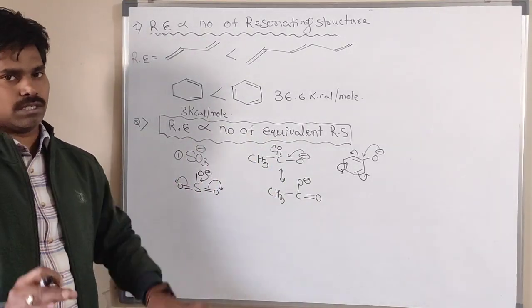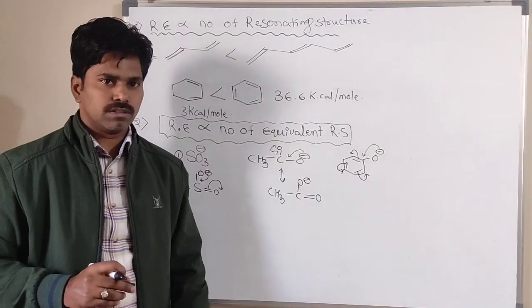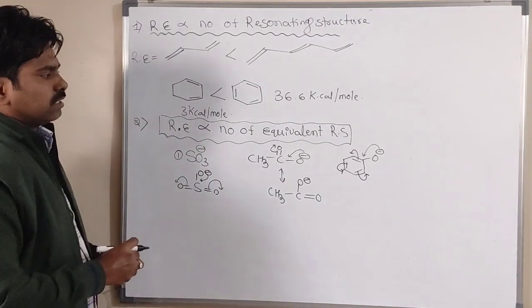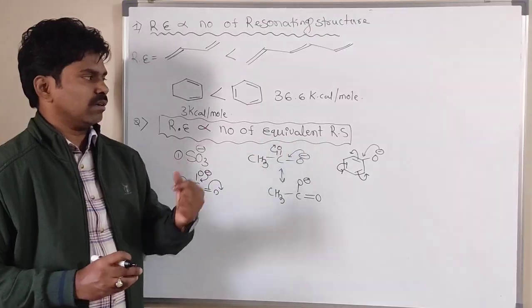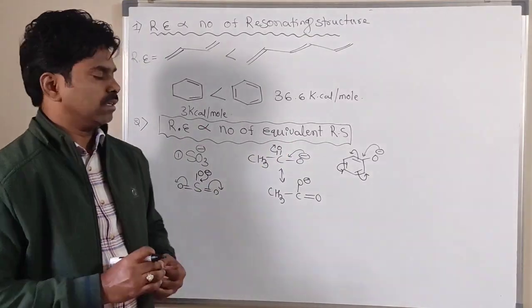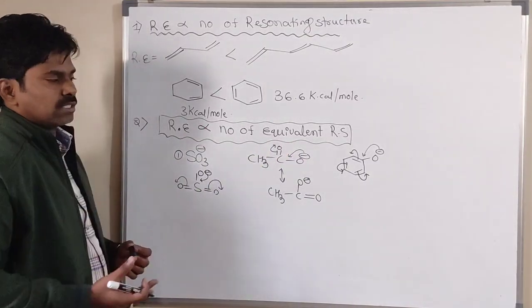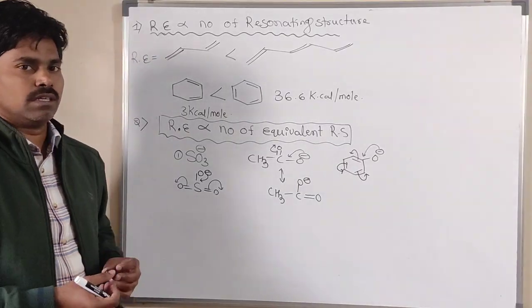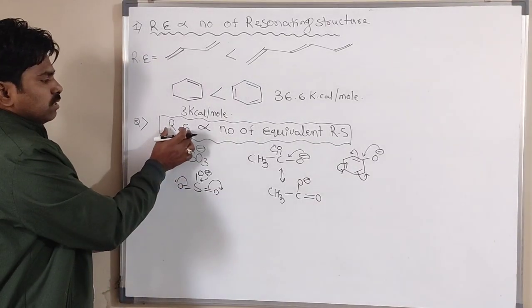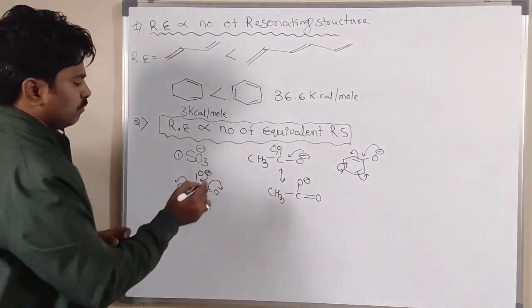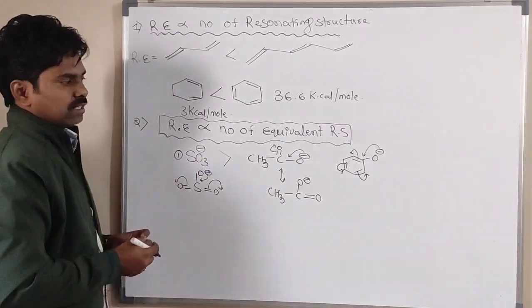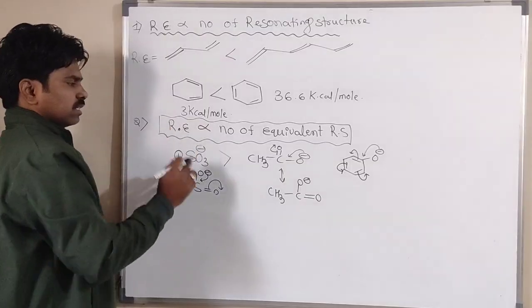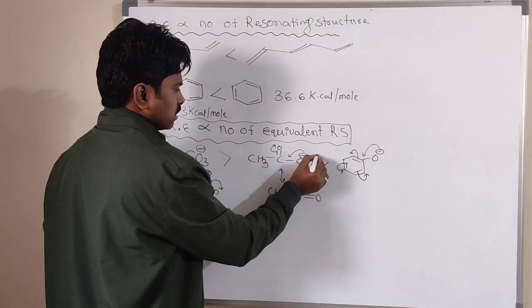So structurally it is the same, and the energy is also the same. The resonance energy depends on the number of equivalent resonating structures. The compound which gets a greater number of equivalent resonating structures has excess resonance energy. So finally, the first one gets the excess of resonating structures, and the resonance energy also increases.